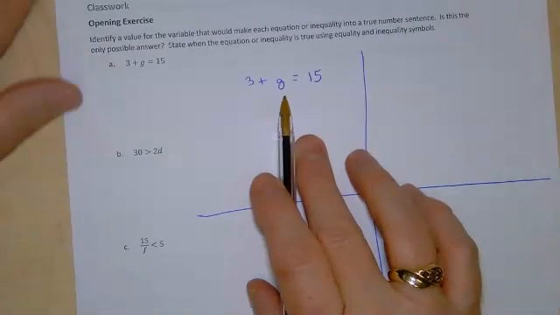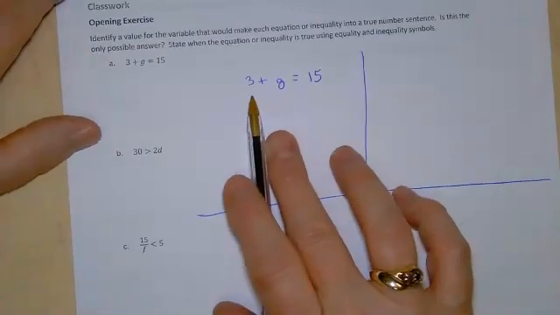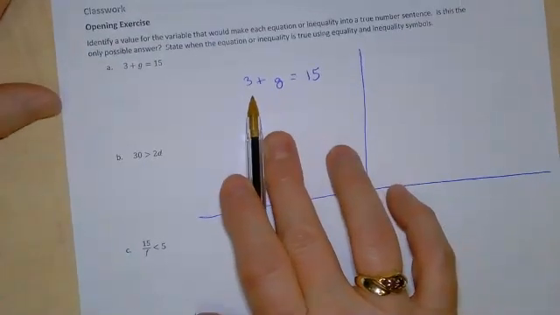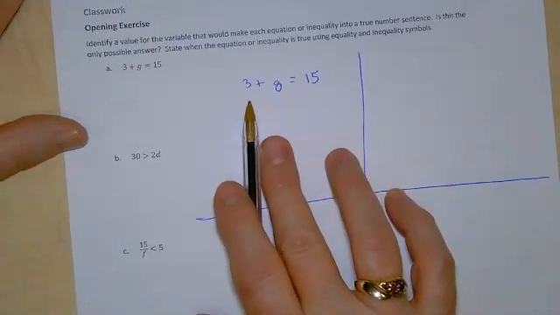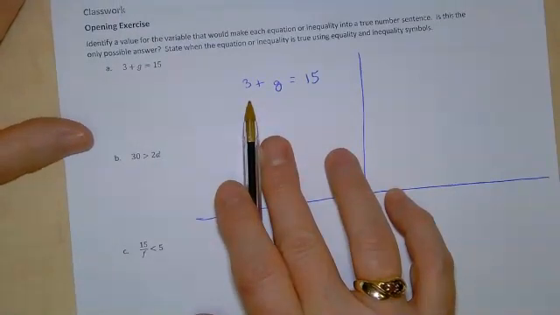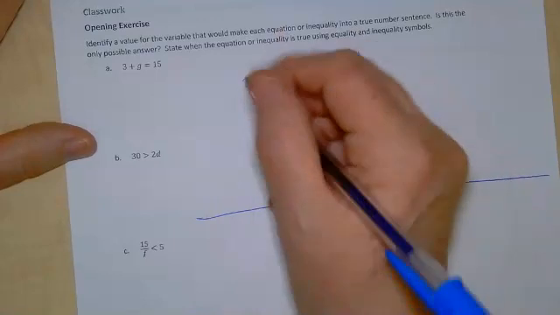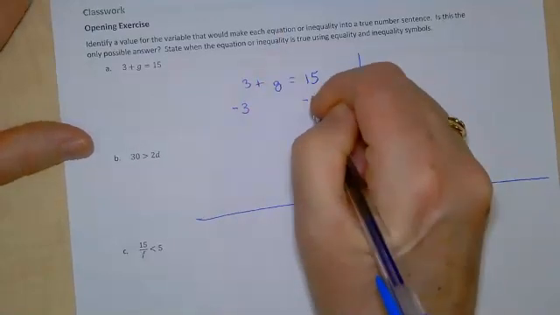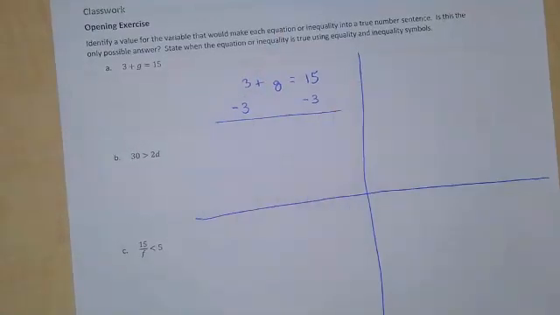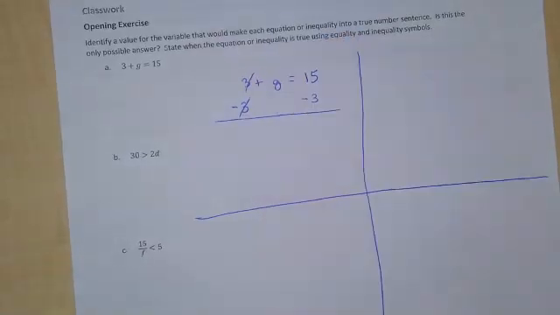To get g all by itself, I have to get rid of 3. How do I get rid of 3, Derek? Minus 3 to both sides. And thank you for saying both sides. Exactly right. Minus 3 and minus 3 to both sides. Draw a line under it. Now we're going to subtract. 3 minus 3 is 0, so those cancel out.